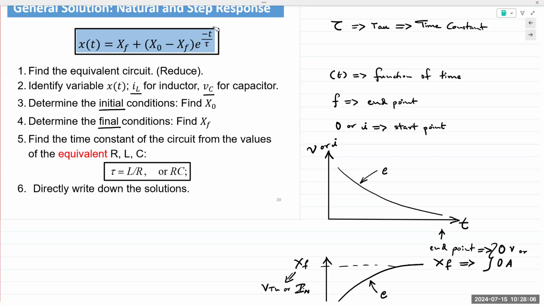The equation seems more involved, but there's only three components: X0, XF, and tau. The start point, the end point, and the rate of the energy transfer. Those are the only three things you need. And if it's a discharging problem, then XF is always, always, always 0. Then you need only two things: tau and X0. That's it. X0 is the starting point, and tau is dependent on the physical values of the physical components.